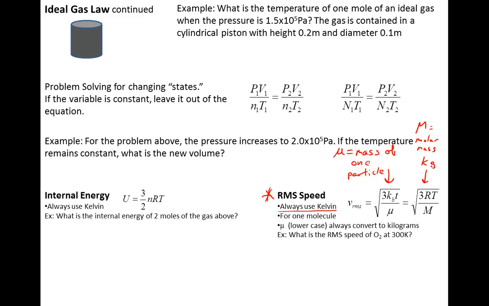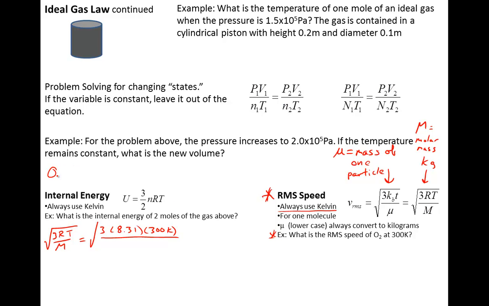So, for example, when we solve for the equation on the right-hand side, let's solve this problem. It says, what is the RMS speed of O2 oxygen at 300 Kelvin? So what we would do is take the equation square root of 3RT over the molar mass. So we would take 3 times the gas constant, 8.31, times the temperature of 300 Kelvin, and we would need to find the molar mass in kilograms.